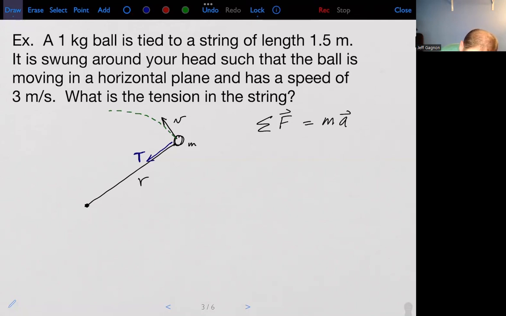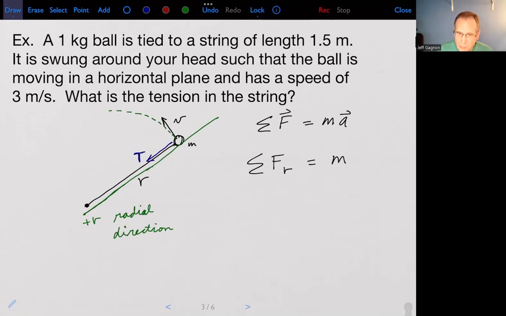So let me draw a little coordinate system here. This is the plus r direction. This is the radial direction. So when I apply Newton's second law, I just want to break it up to the forces acting in the radial direction. So the sum of the forces in the r direction has got to equal m times the acceleration in the r direction.